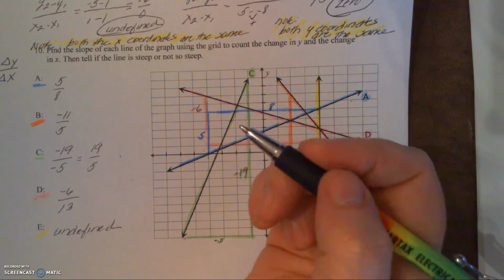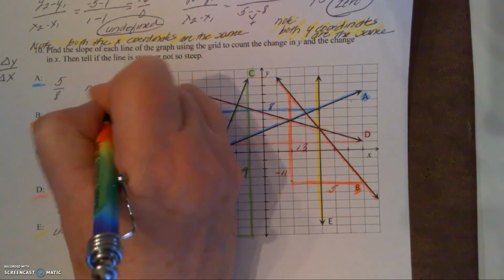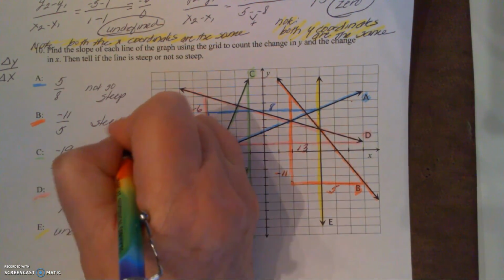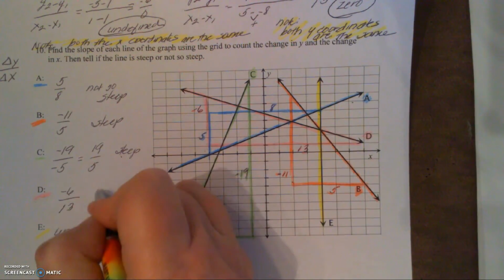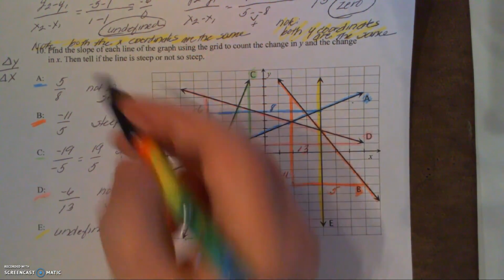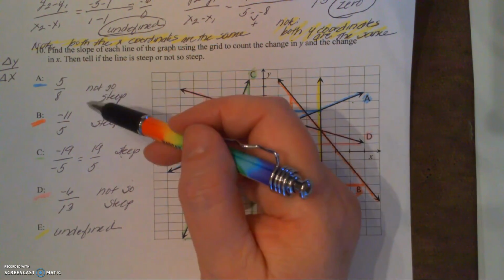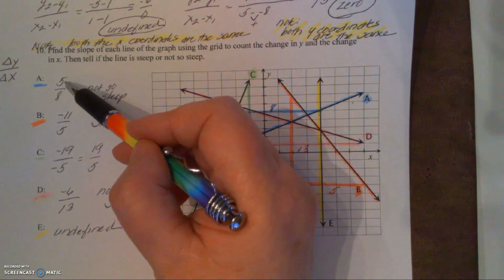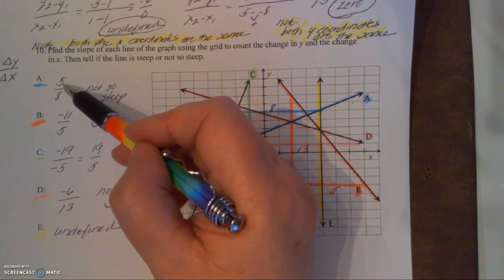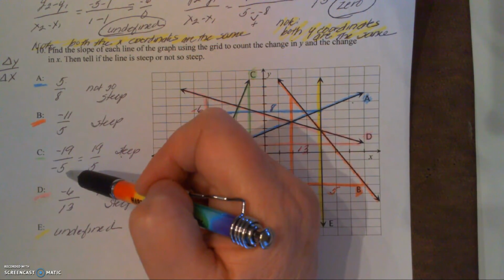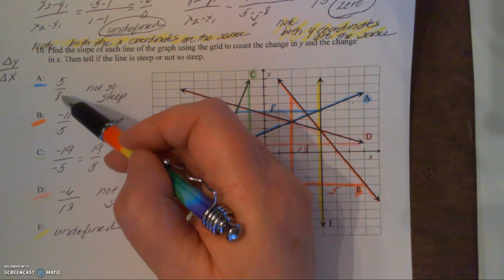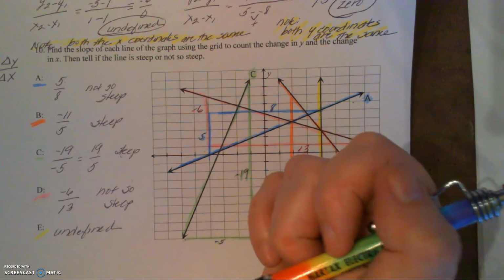They also want you to say if the line is steep or not so steep. So it's not so steep, steep, steep, not so steep, and there's not a steepness here. So the way I look at it, whether it's going to be steep or not, is if the number on top, the numerator, is the same or greater, like these, notice these are higher than the denominator, you tend to have a steeper slope. When it's less than the denominator, it tends to be not so steep.